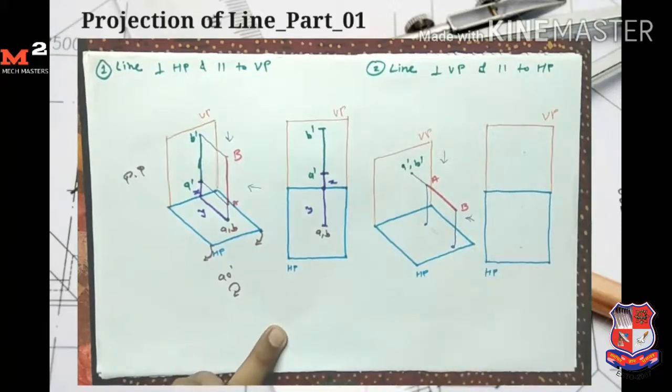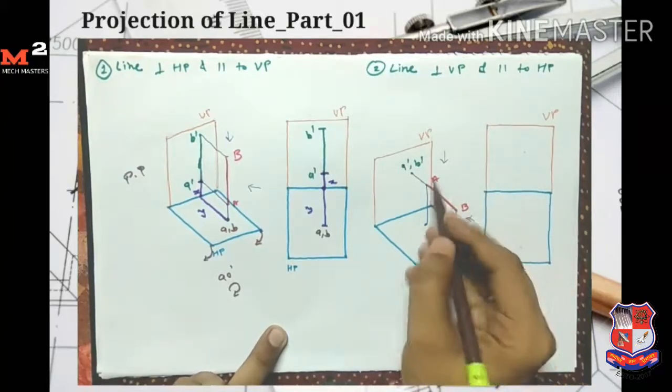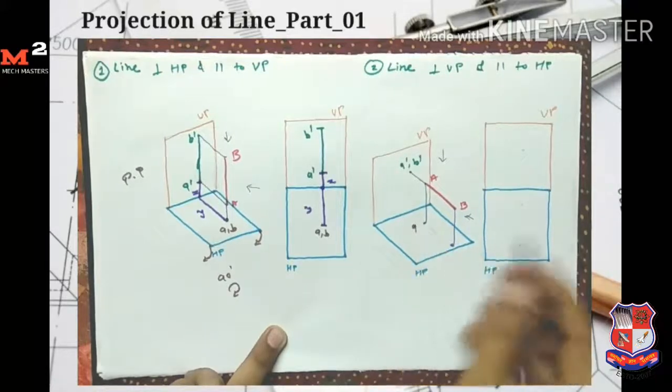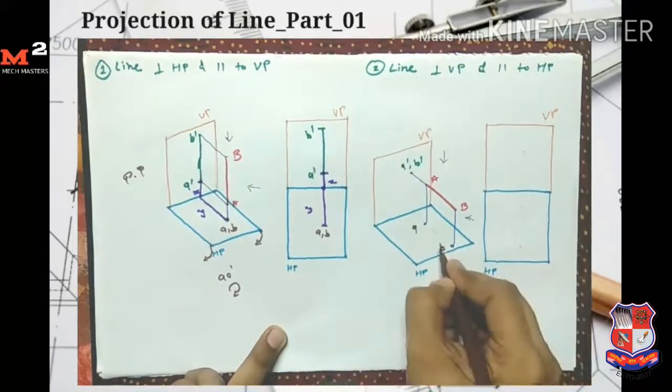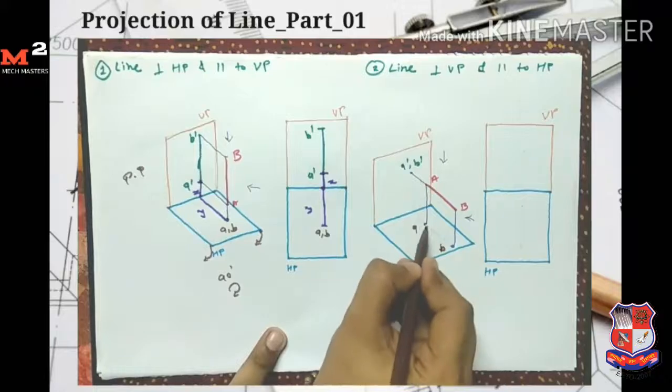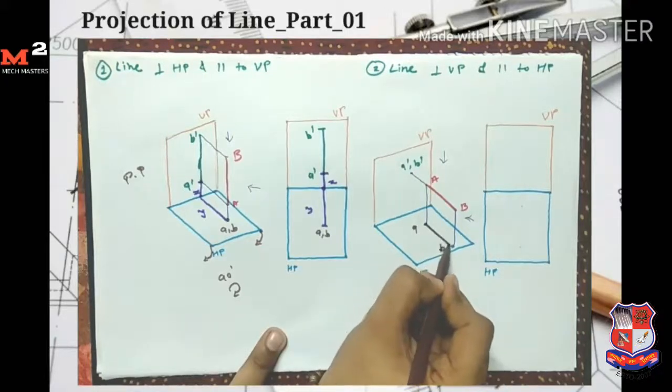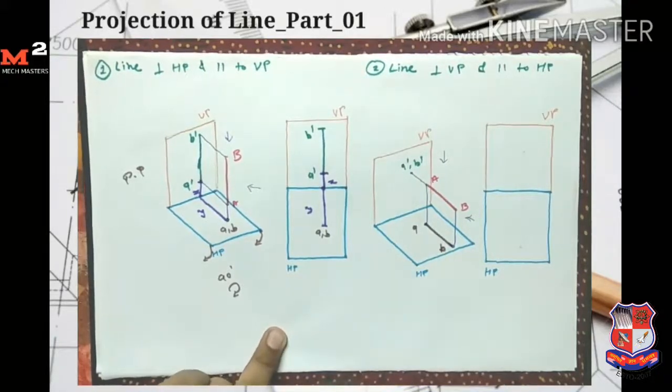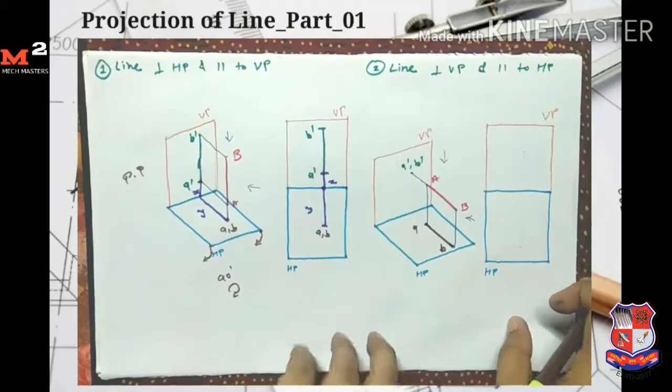Okay, I give the name A here and B here. So I get my top view for the line AB. Okay, now draw the orthographic presentation.